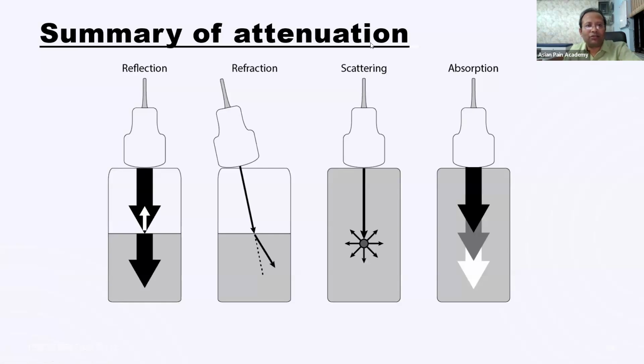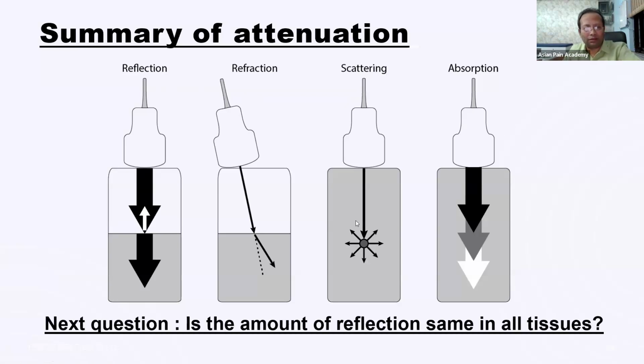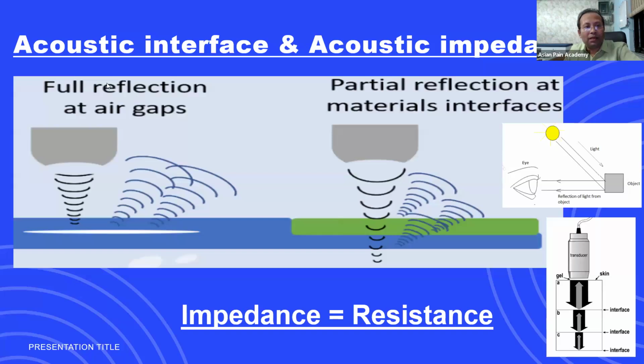Another thing, a summary of attenuation. So we understood reflection, refraction, scattering, and absorption. Next question: what is the amount of reflection? Is the amount of reflection the same in all tissues? So here you see. Then another question comes.